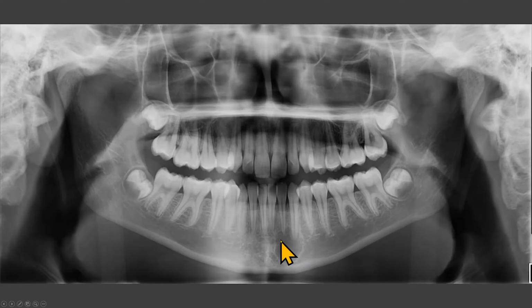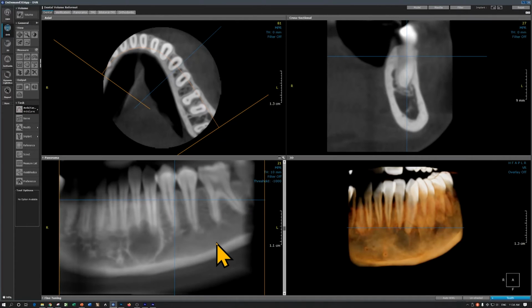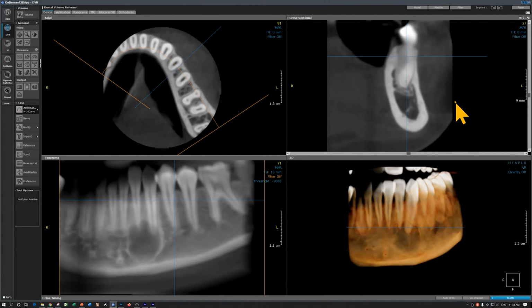I have a CBCT scan of the same patient. Let's review that to see if the cortical plates are displaced. This is the small field of view CBCT scan. A small field of view CBCT scan is appropriate because the defect is localized only in the mandibular anterior region. This blue line here represents the image on this screen. I am going to scroll through this image.